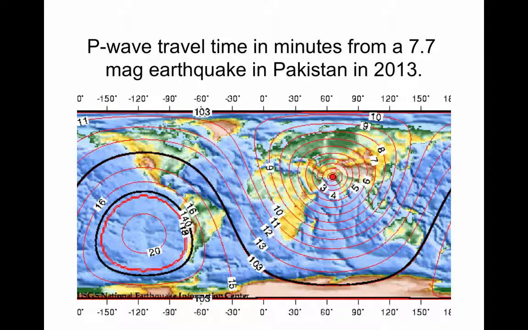So here's one example, a real example. In 2013, there was a huge earthquake in Pakistan, a magnitude 7.7. You can see the red dot, which shows where the epicenter was, and the red and black circles are showing wave travel times, in fact, P wave travel times, to various parts of the Earth. In particular, if you look over at Japan, you notice that Japan is between the lines for 10 and 11. What that means is that seismometers in Japan should detect the earthquake 10 or 11 minutes after it happened in Pakistan. So let's see if that was true.